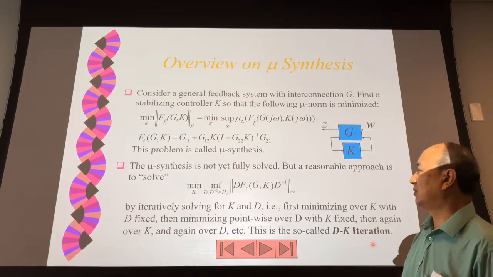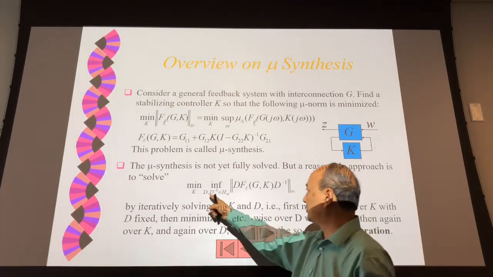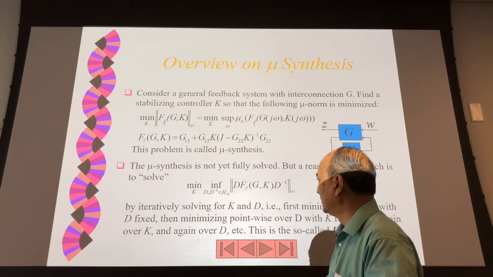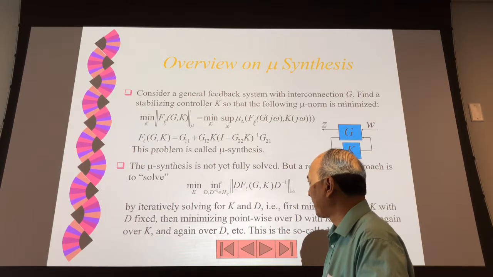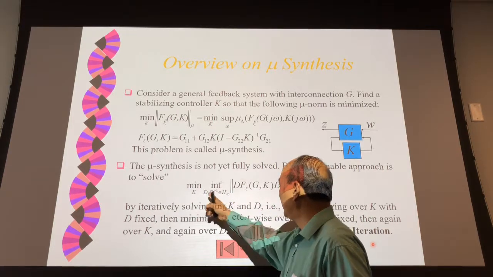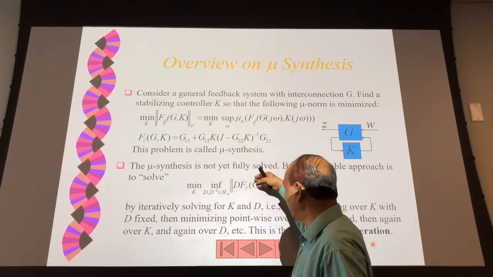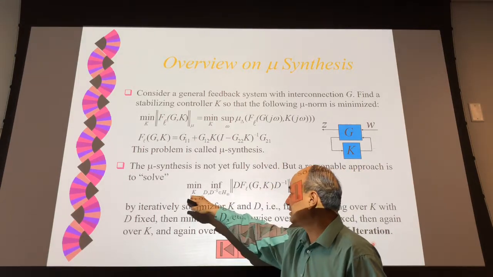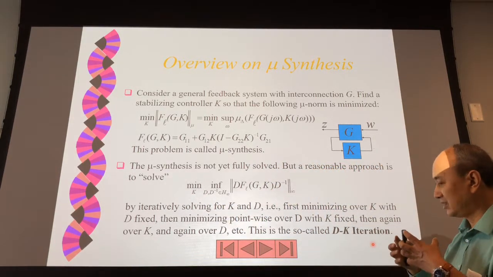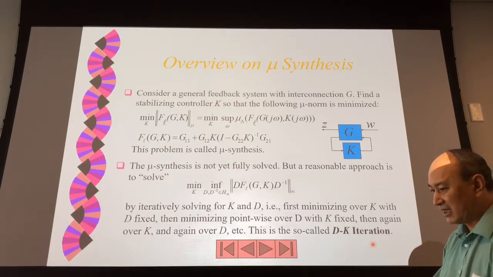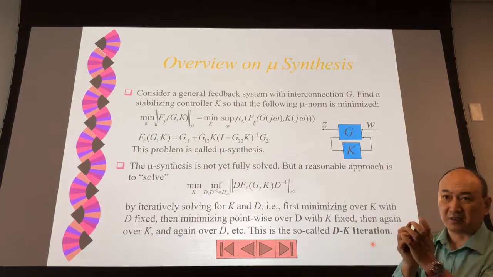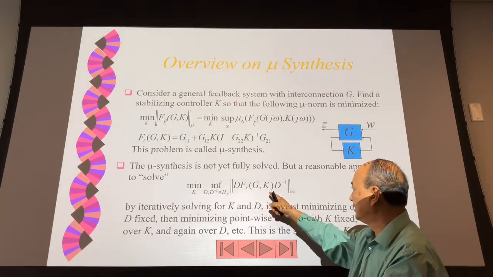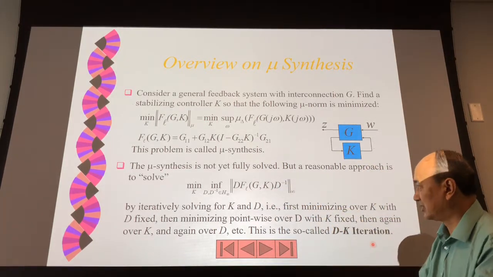To solve the problem, we have two variables to work with. One is picking D and D inverse, and these are all in H infinity space. I make this my mu, right? I'll make my mu minimum by choosing the controller K. If my mu is as small as possible, then that means I can tolerate the uncertainties delta here as big as possible. Make sense? So you optimize the K such that the mu is smallest.